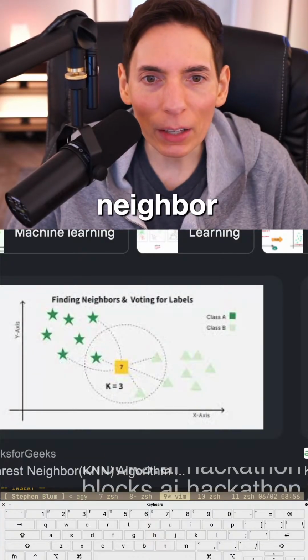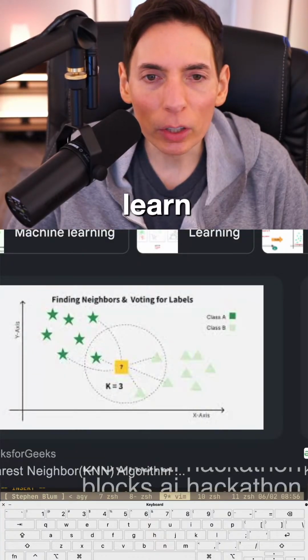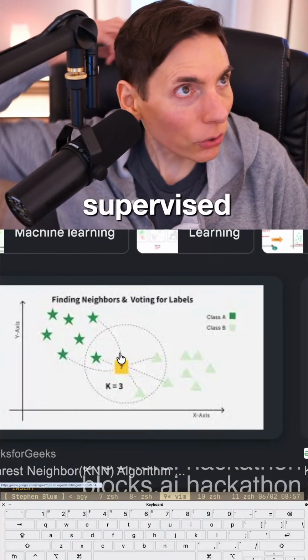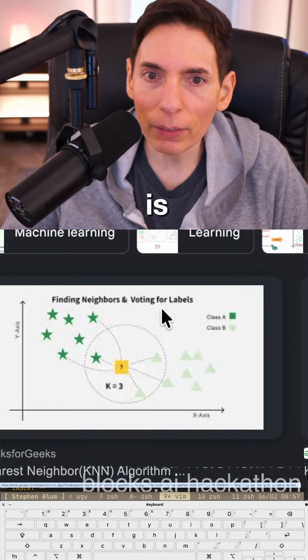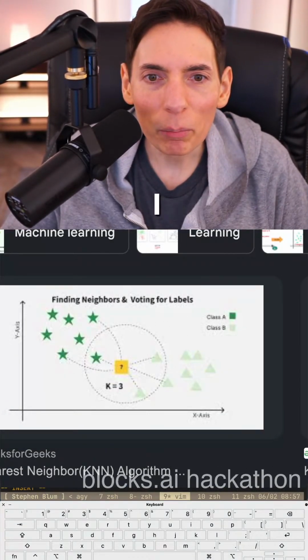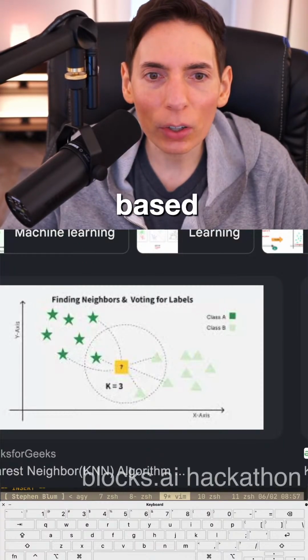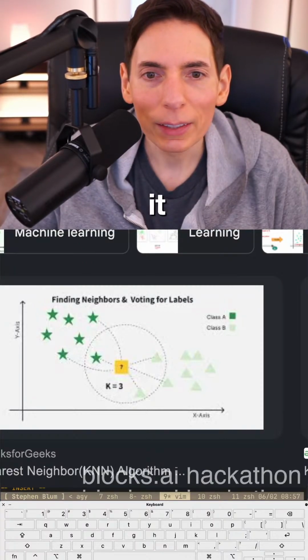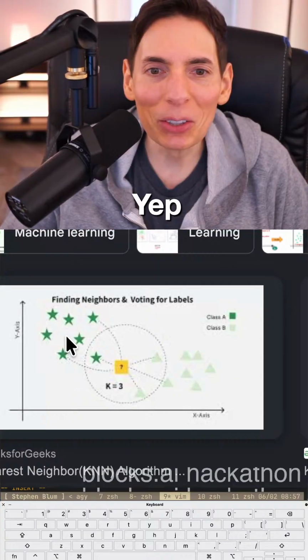K nearest neighbor, yes. Supervised machine learning model. Is it supervised? This is like an unsupervised one, right? This is unsupervised. Oh yeah, thank you. Basically, I predict a value based on the value closest to it. Yeah, yep, you got it.